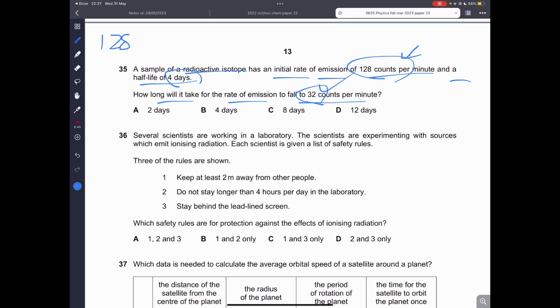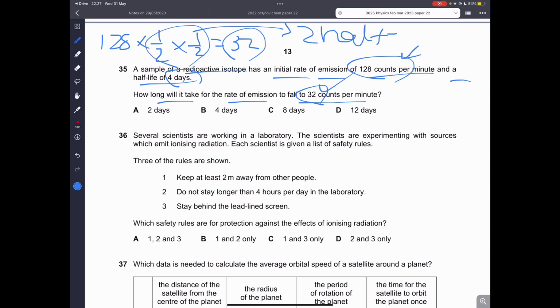128 halving gives us 64, and halving 64 gives us 32. And so you can see there are 2 half-lives. Since one half-life is 4 days, 2 times 4 is equal to 8. So it will take 8 days for the count to drop from 128 to 32. So C is the correct answer.